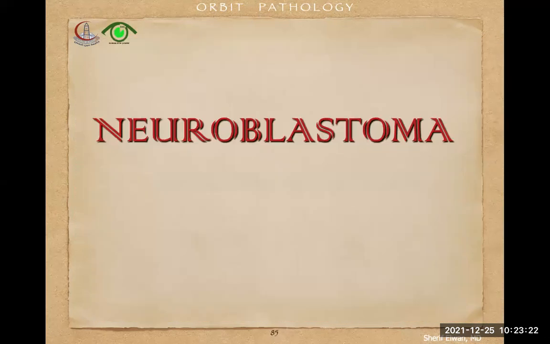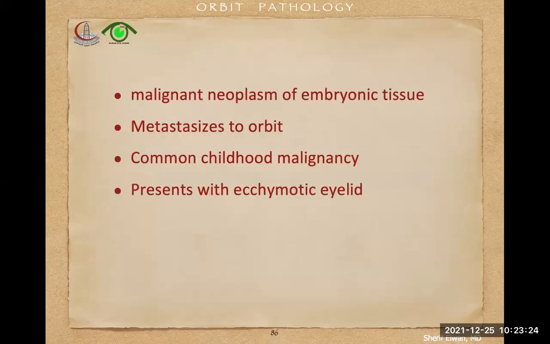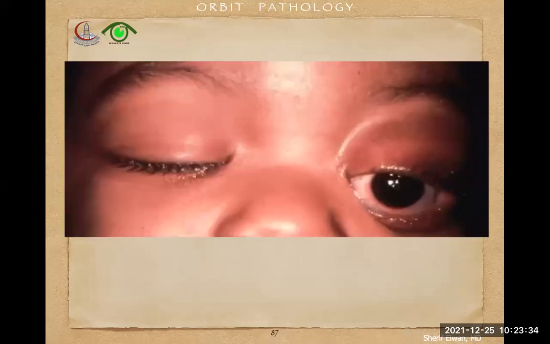Now, neuroblastoma, it's a malignant neoplasm of embryonic tissue that metastasizes to the orbit. Common childhood malignancy, presents with ecchymotic eyelids. Of course, clinically speaking, you never differentiate it from a rhabdomyosarcoma until you make a CT scan.